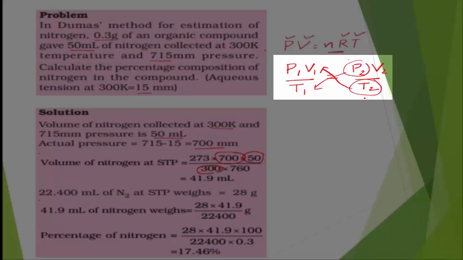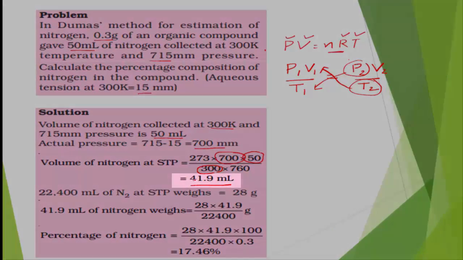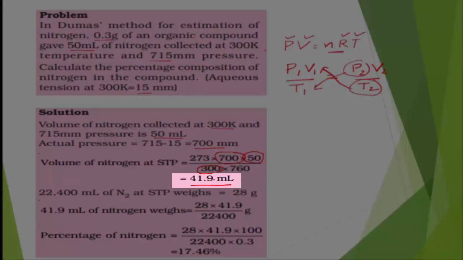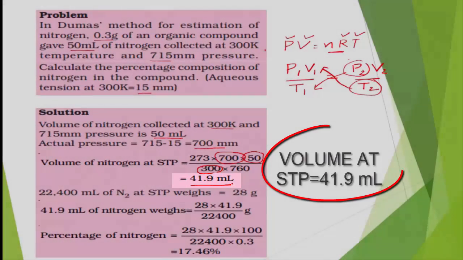The STP temperature is 273 Kelvin and the STP pressure is 760 mm of Hg. Since we are using mm Hg pressure here, that's why we have used 760. So the final result is 441.9 ml. This is the volume at STP.